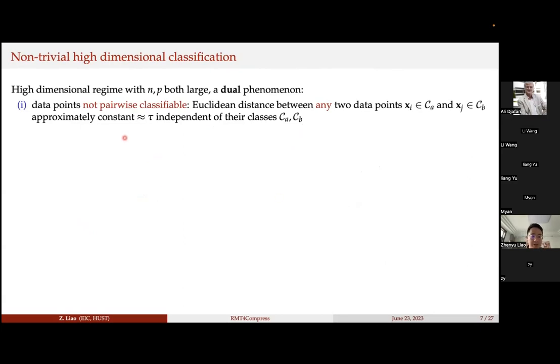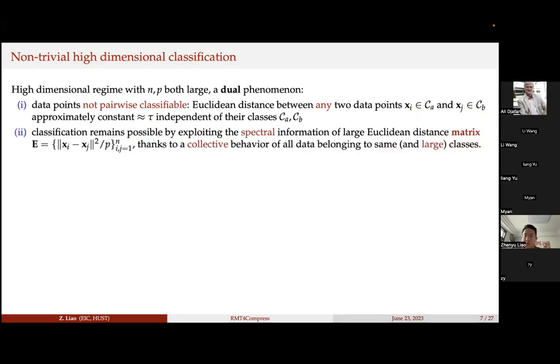Here we observe that in the high dimensional region, where n and p are both large, if we observe only two data points, any two data points, xi from class Ca and xj from class Cb, then using only the Euclidean distance it is impossible to tell whether they are from the same or different classes. We always get approximately the same constant tau, which is independent of the classes of the data points. So these two data points are not pairwise classifiable.